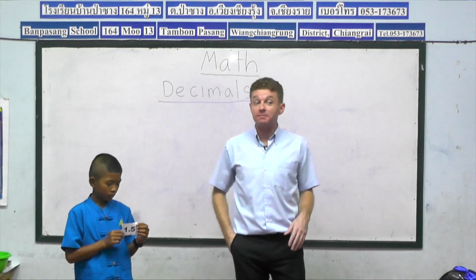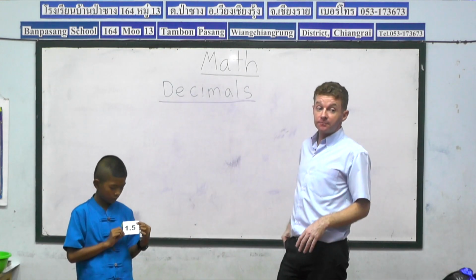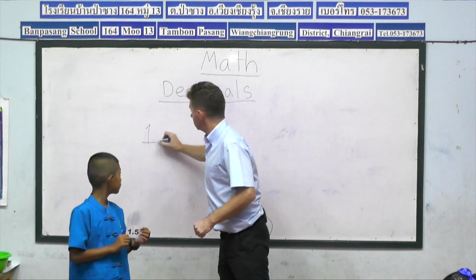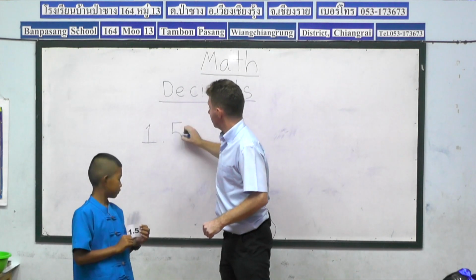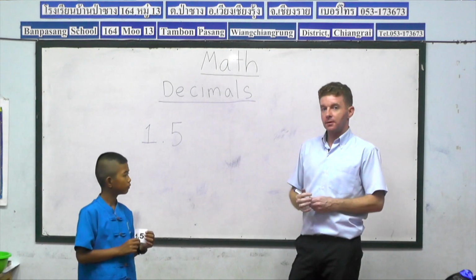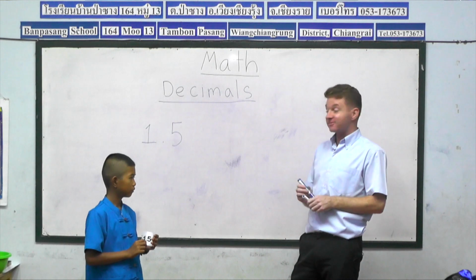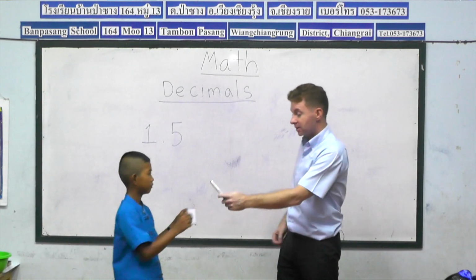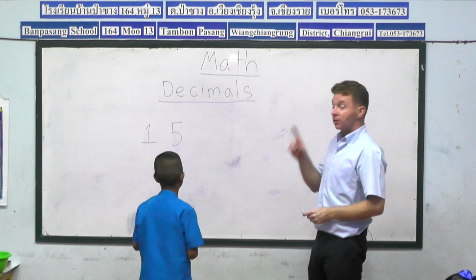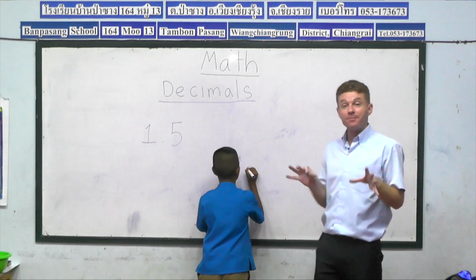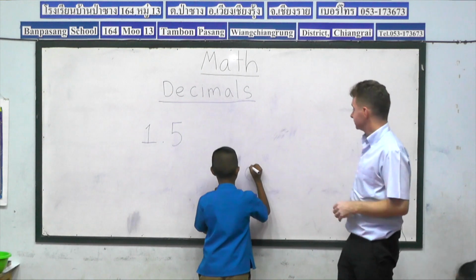Okay, so what's Pat's mixed decimal? 1.5. 1.5, okay. So one whole, 0.5 decimal. Now Pat will demonstrate how to do this diagram of the mixed decimal using circles. So Pat, over to you. So the first circle, always the whole. So we know we need 10 parts out of 10.